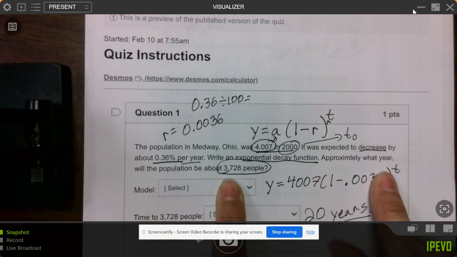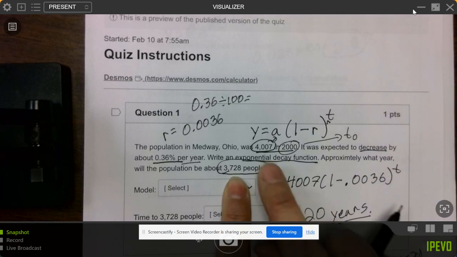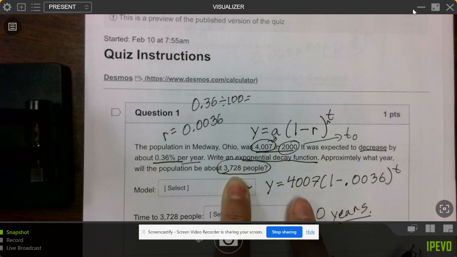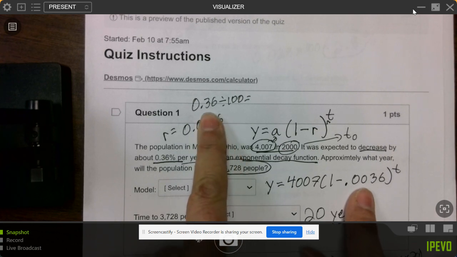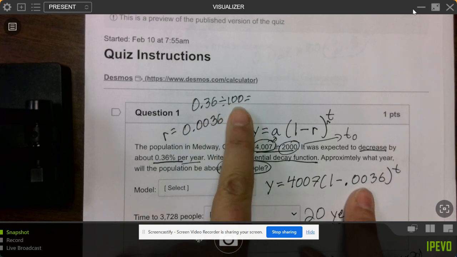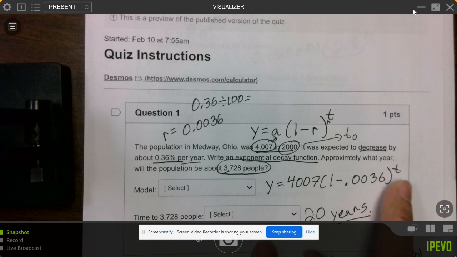About 3,728 people. Okay, so it starts with the population, or A, the initial condition, which is going to be 4,007. 1 minus the rate, so 0.3600, we divide that by 100 to get 36 10,000s. Okay, and then the time in years.